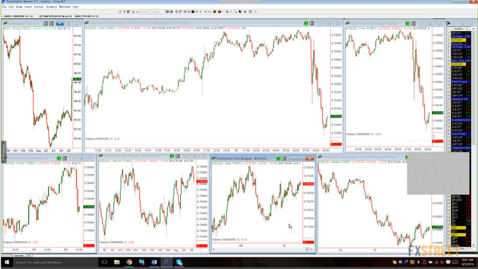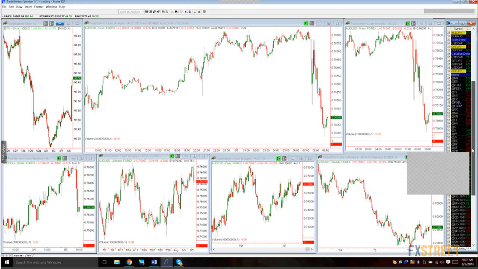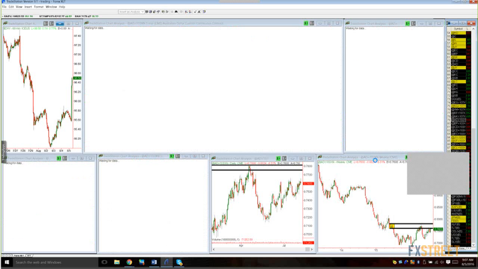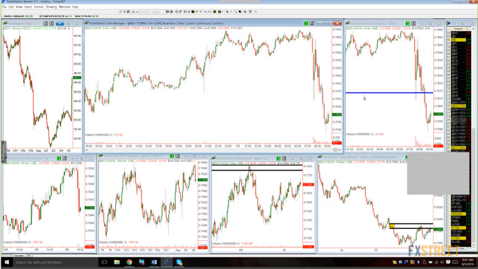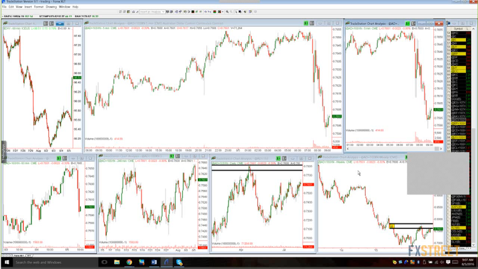All right, if you look at the Aussie dollar, actually, I'm just going to break a rule. It's going to break my own rule. Let me just show you the Aussie futures real quick, just because I've got a lot of levels and looks like some targets were hit. Let me get rid of those blue lines.